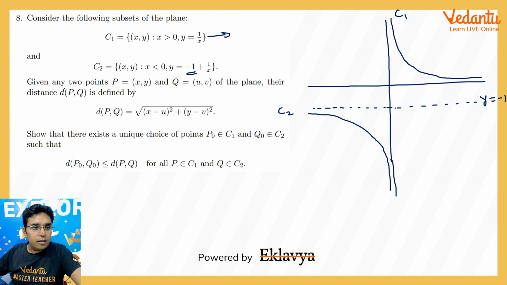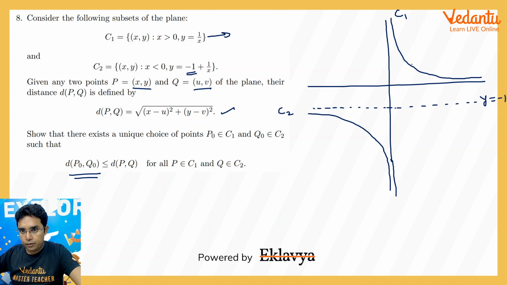Now we are given 2 points P equal to (x, y), Q is equal to (u, v) of the plane. Their distance is defined by under root of (x minus u) whole square plus (y minus v) whole square. That is just a normal definition, nothing special about it. Now we have to show that there exists a unique choice of P naught at C1 and Q naught at C2 such that distance of P naught with Q naught is less than or equal to distance of P with Q for all P belongs to C1 and Q belongs to C2.